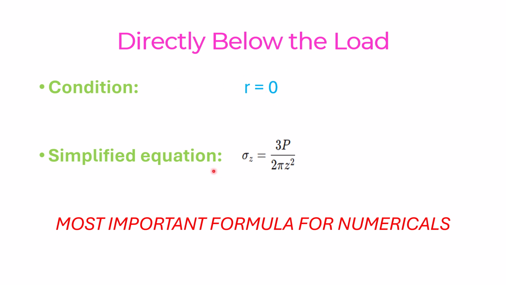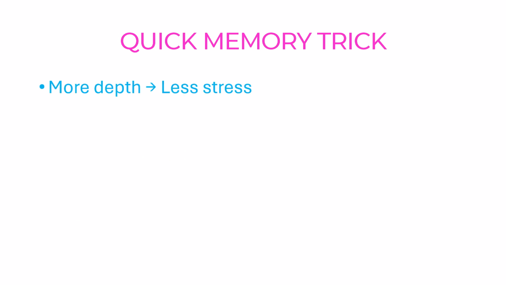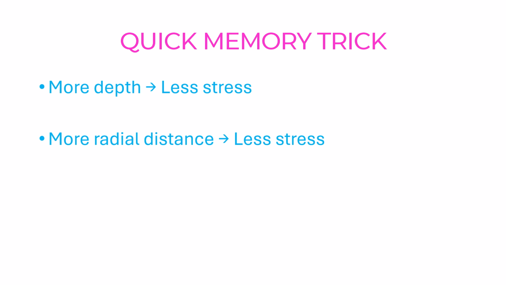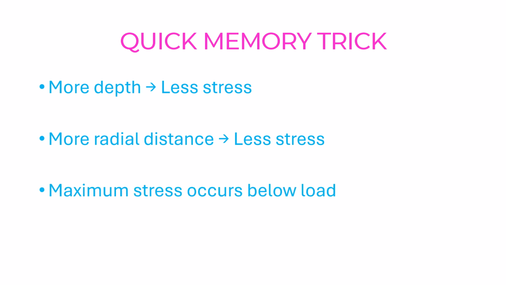Then the equation becomes very simple. Sigma z equals 3P by 2 pi z square. This formula is extremely important for numericals. If depth increases, stress decreases because z square is in the denominator. And if radial distance increases, stress again decreases. So maximum stress occurs directly below the load.